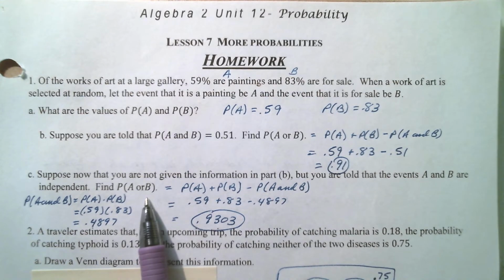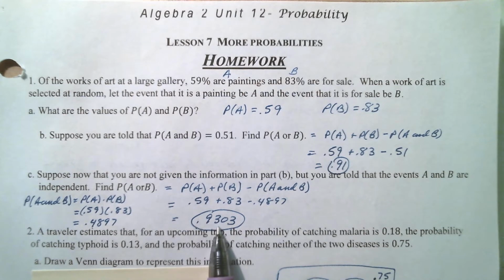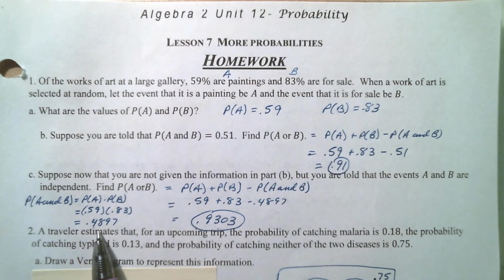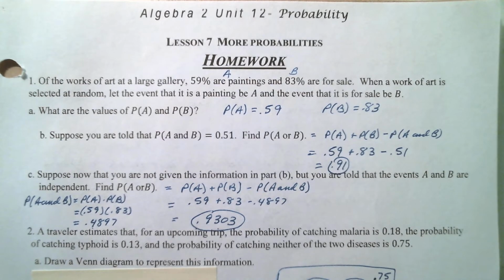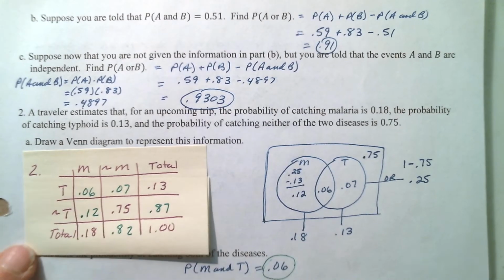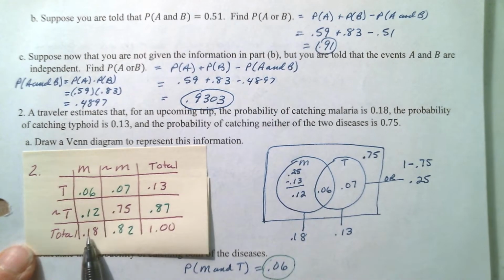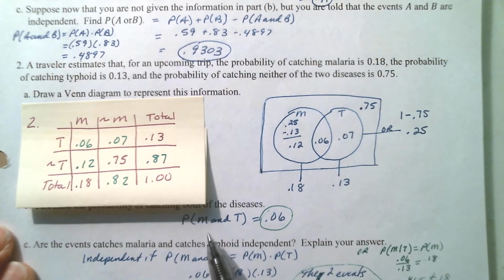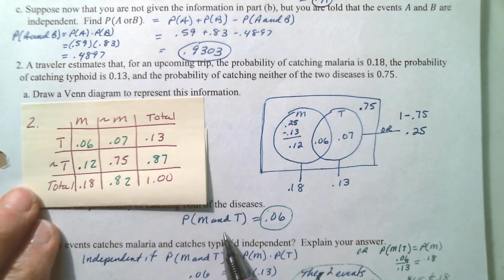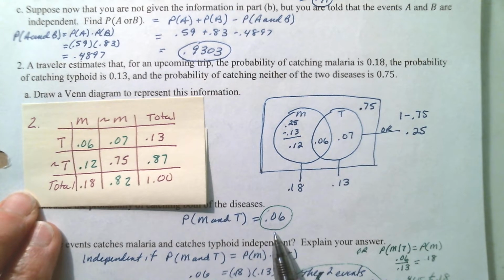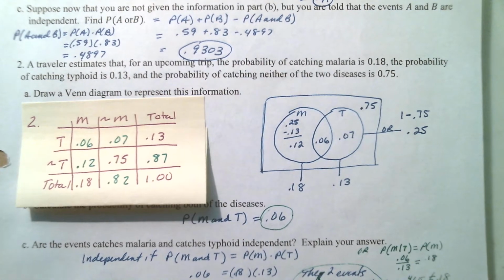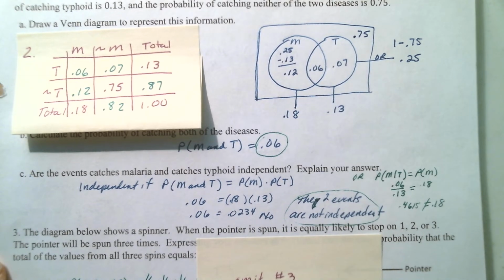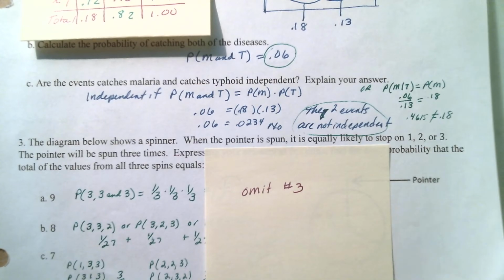C, the probability of A or B is 0.9303. And in order to find that answer, you had to find the probability of A and B first. Number 2, the Venn diagram or the two-way table. B, the probability of M and T is 0.06. C, the two events are not independent, and you were to omit number 3.